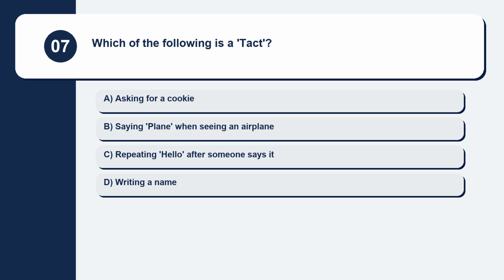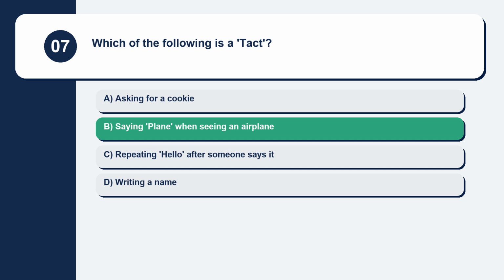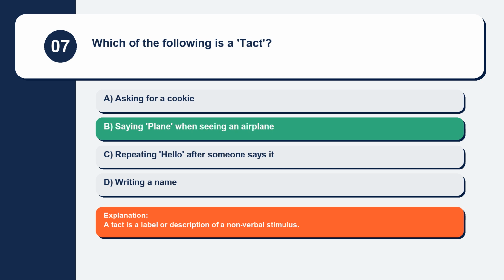Question 7. Which of the following is a tact? Asking for a cookie. Saying plane when seeing an airplane. Repeating hello after someone says it. Writing a name. A tact is a label or description of a nonverbal stimulus.